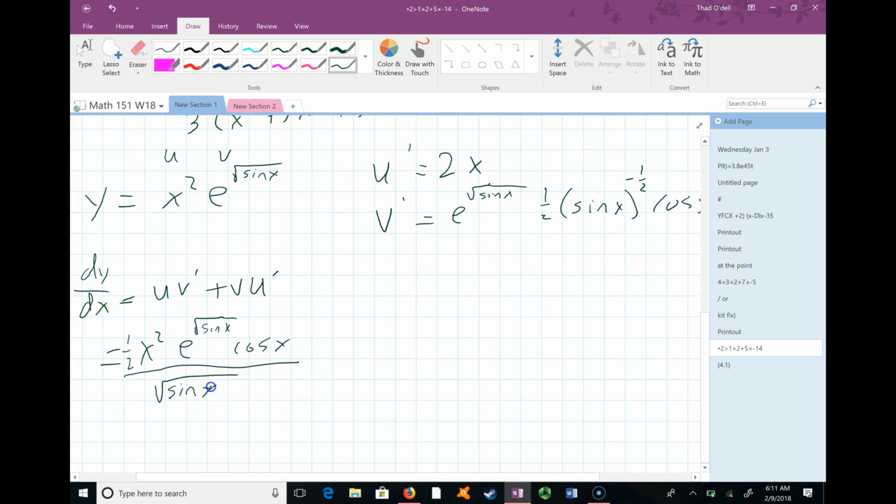Okay, and then add to that v, which is e to the square root of sine x, and times u prime, which would just be 2x. So actually, I think I'll put that in there. I'll just leave it there. Times 2x.